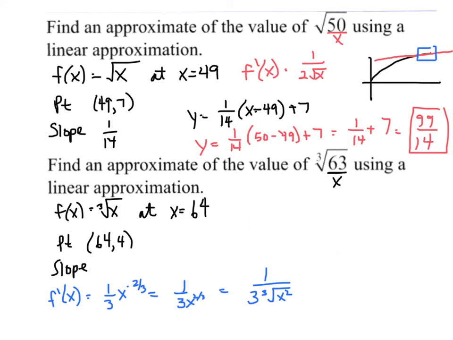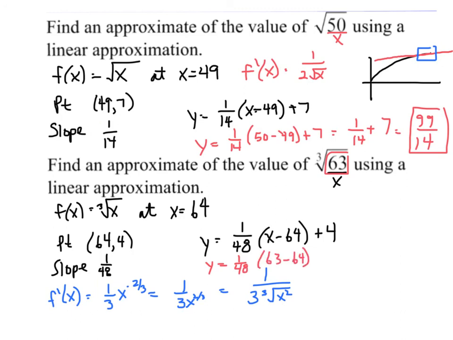So this becomes 1 over 48. So my tangent line is 1/48 x minus the x coordinate plus the y coordinate. There's my tangent line. So now I substitute this x value that I actually wanted to estimate in, because the tangent line should be really close to the curve. So 1/48 of 63 minus 64 plus 4. So I have negative 1/48 plus 4.